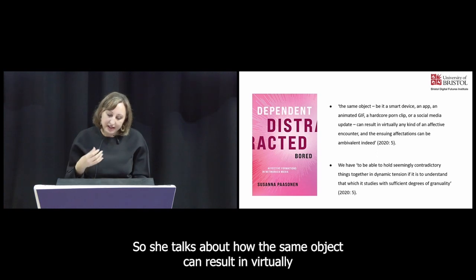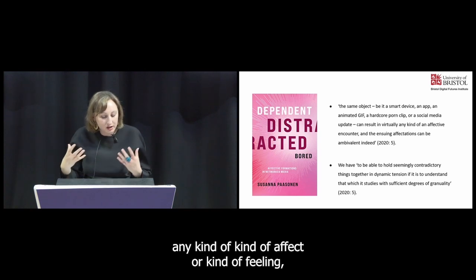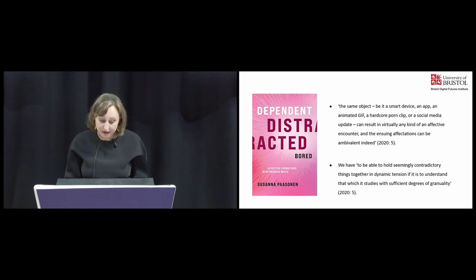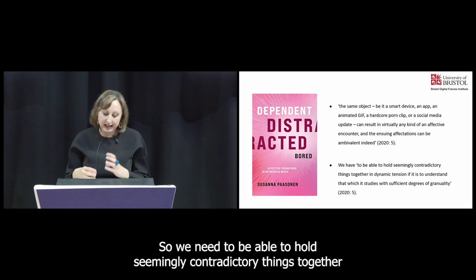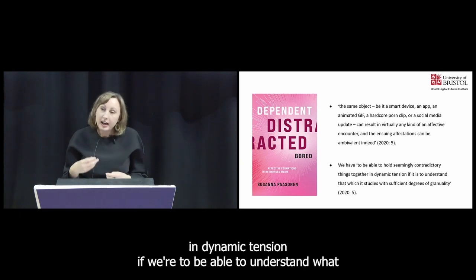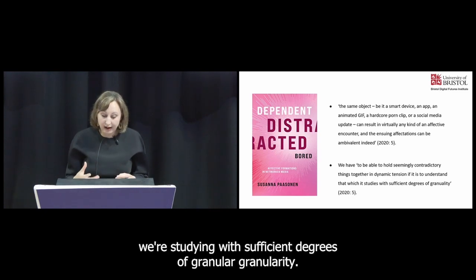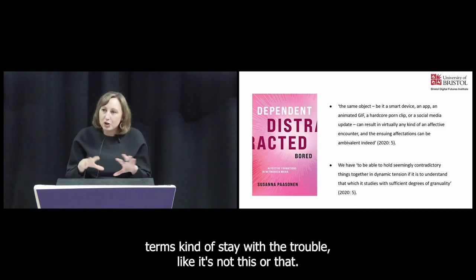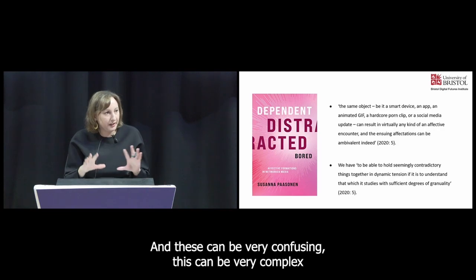She talks about how the same object can result in virtually any kind of affect or feeling, and that these feelings can be ambivalent. So we need to be able to hold seemingly contradictory things together in dynamic tension if we're to understand what we're studying with sufficient granularity. I'm saying here that we need to, in Donna Haraway's terms, stay with the trouble. It's not this or that. This can be very confusing, very complex.